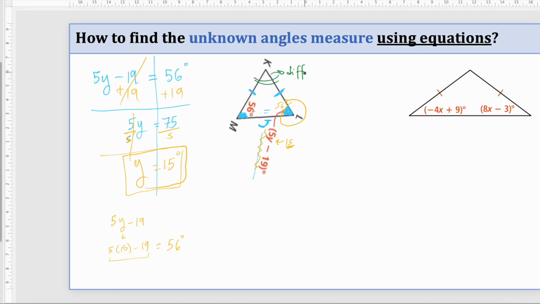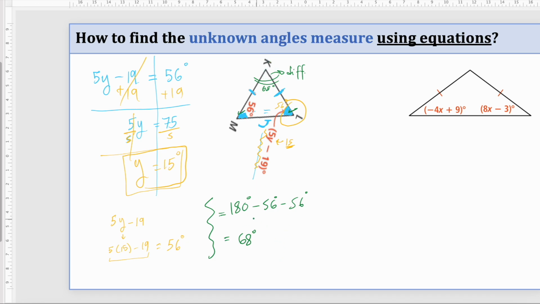How can I find the different angle? I have these two angles are 56. You can use the 180 rule. 180 minus 56 minus 56, which equals 68 degrees. So the last missing angle is 68 degrees.